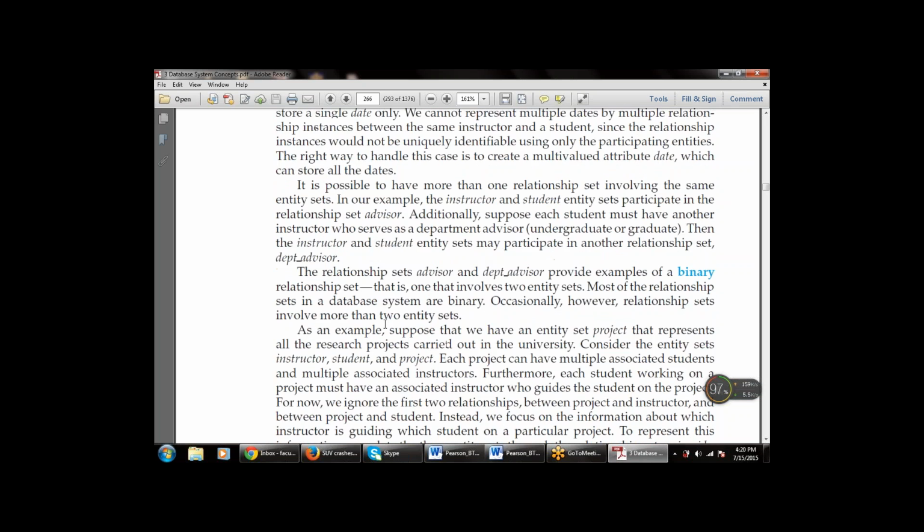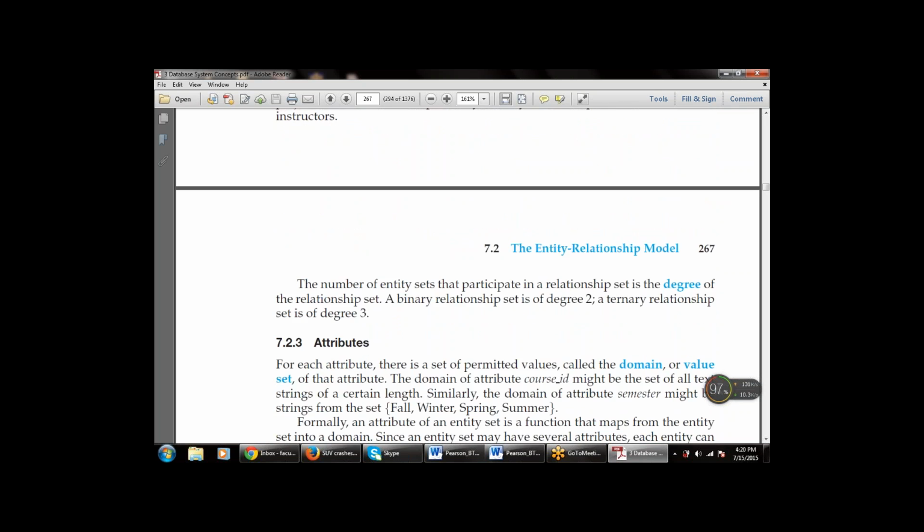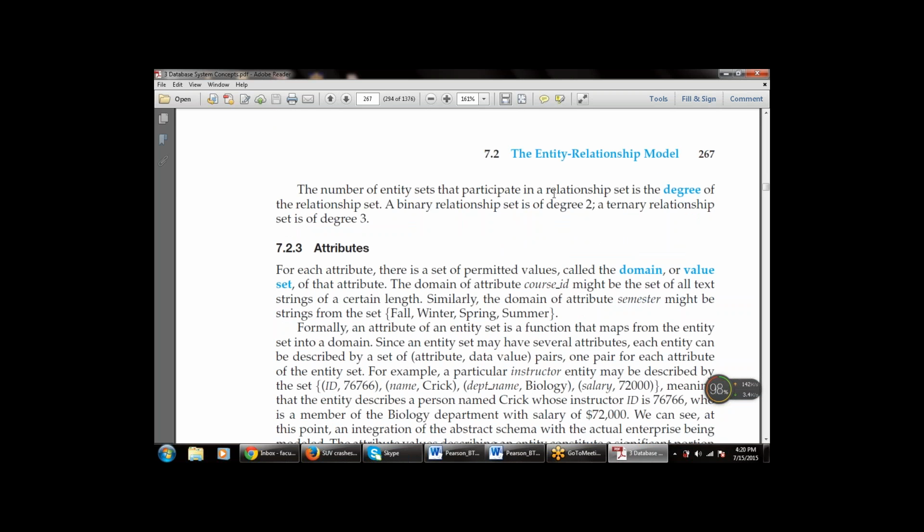Then we will discuss the binary relationship, that is a one-to-one relationship. Then next is the attribute, and what is the meaning of the attribute. An attribute can also be known as the domain, value set, or permitted values. For each attribute there is a set of permitted values, known as the domain or the value set of that attribute. Domain means a group, or the value set means a grouping of the values of that attribute.